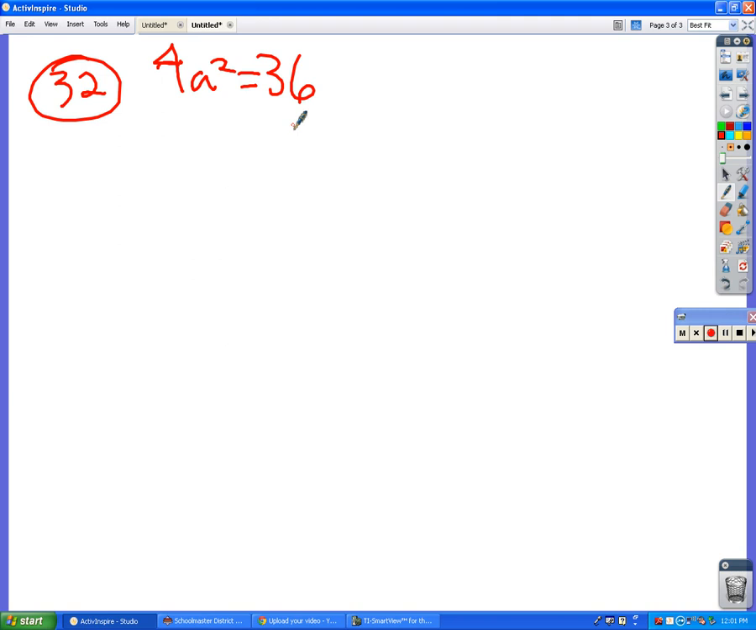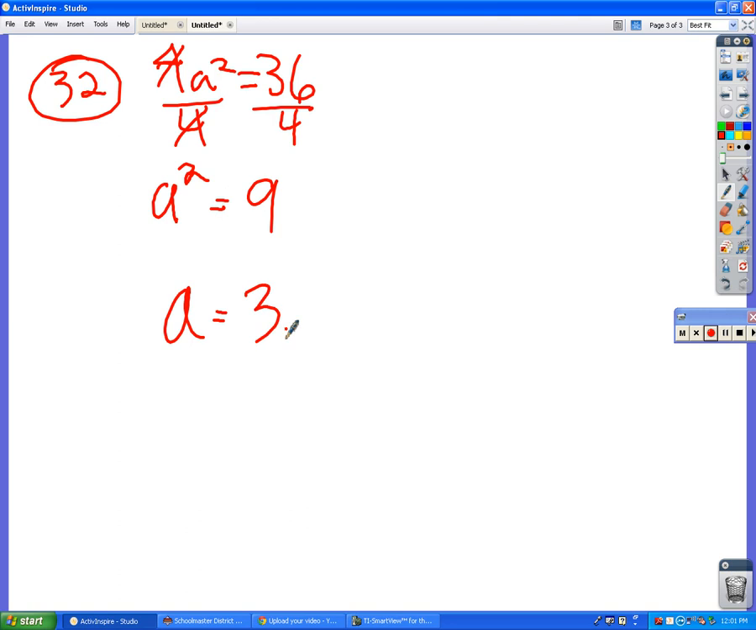Anybody have any great ideas on how to start this? Factoring. I could factor it, but there's an even easier way. I divide by 4 because 4 goes into both of those numbers evenly. Just like in the last problem, that's something to start looking for. Then if I have a squared equals 9, I'm done, because I already know what a is. What is it? 3 or negative 3, because 3 times 3 is 9, and negative 3 times negative 3 is also 9.